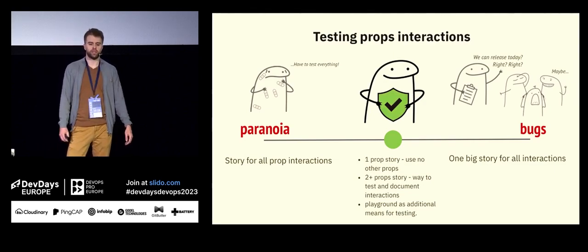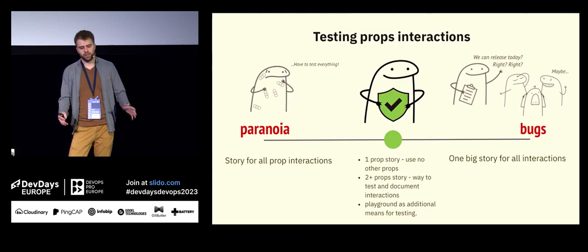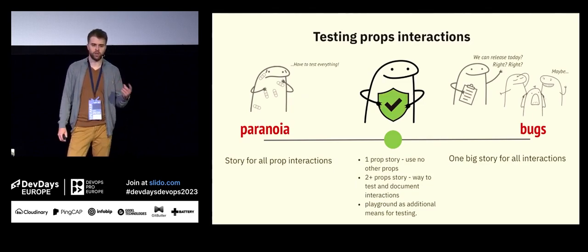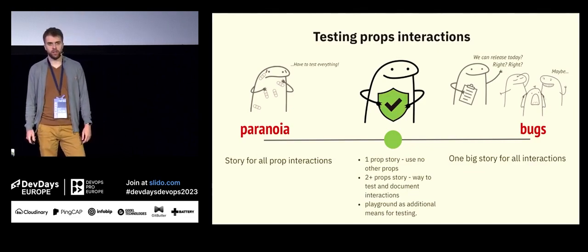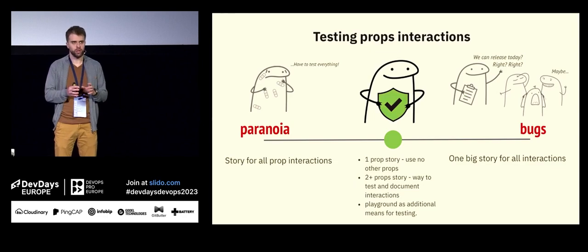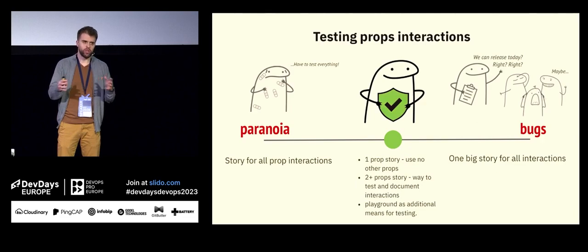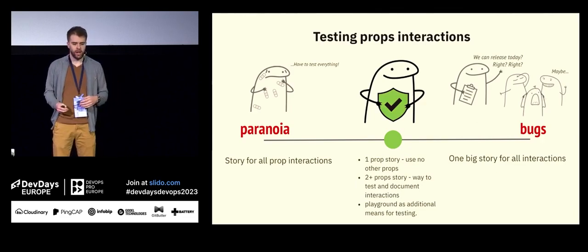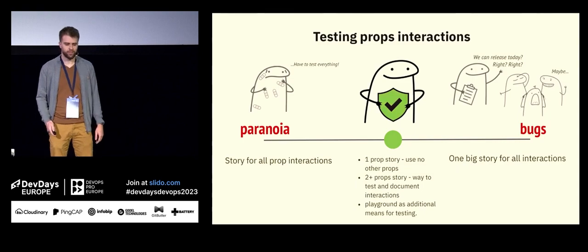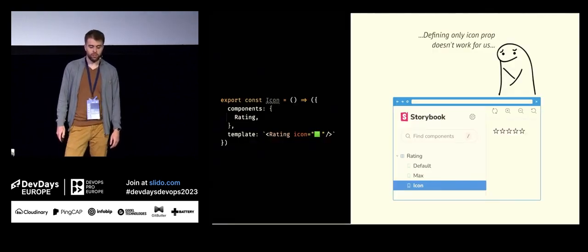And that's not ideal. And the ideal state in my perspective is if a prop doesn't have interactions, from a developer's perspective, they will just use it in their story. And if it's 2 props or more, we create a special story that would be an interaction story that narrows down our view to these 2 props. And then we use a playground, which is like a story with all props in it you can change as an additional means for testing. That's it. Let's move to another functionality.